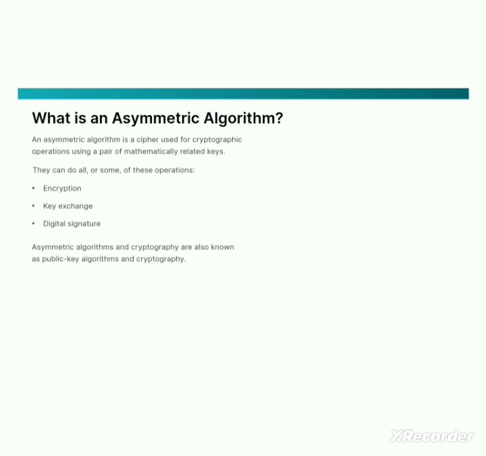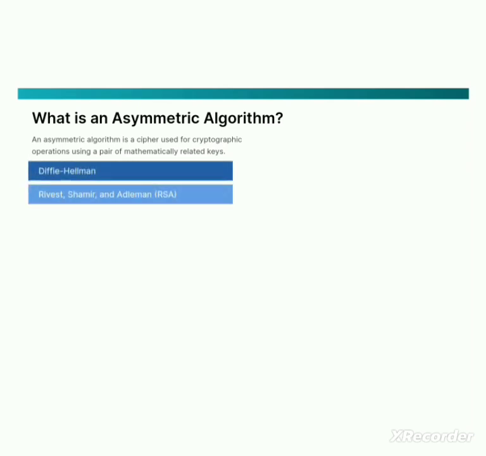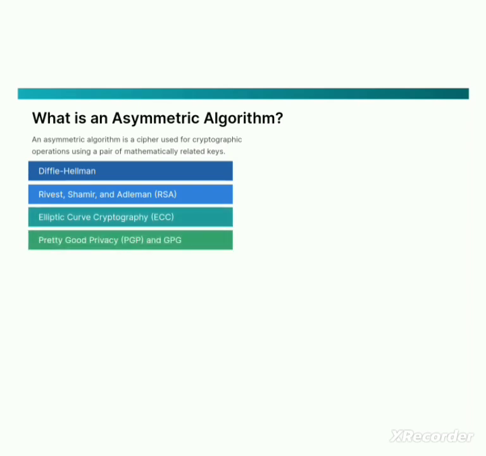Examples of asymmetric algorithms are Diffie-Hellman, Rivest, Shamir, and Adleman (RSA), elliptic curve cryptography (ECC), Pretty Good Privacy (PGP), GNU Privacy Guard (GPG), and Digital Signature Algorithm (DSA). Click each algorithm to learn more.